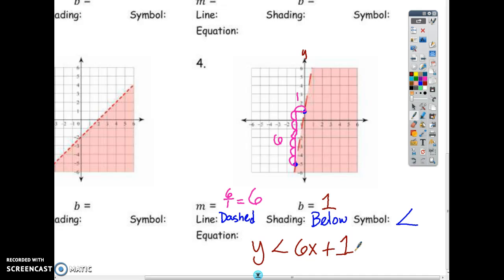Okay, so you guys can do the other 3. You need to write down what type of line it is. Did they shade above or below? Pick out the inequality symbol. Get the slope and the y-intercept. Okay? On the back. Everybody, let's go to the back.